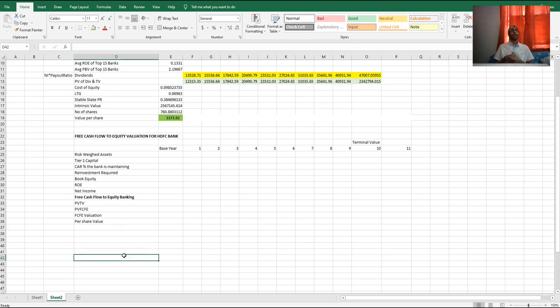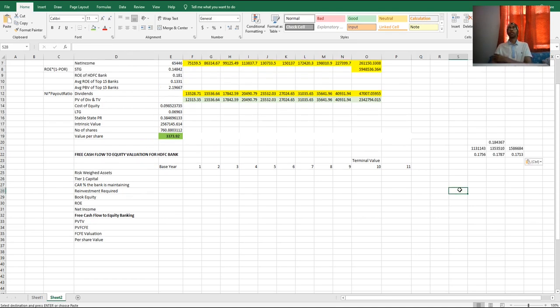Now friends, in the financial reports of the bank, we can find something called the risk-weighted assets, and we can find something called the tier 1 capital. If we divide the tier 1 capital amount by risk-weighted assets, we get the capital adequacy ratio the bank is maintaining. And here we will assume that they want to maintain more or less the same capital adequacy throughout the short and long term. Once we find out the capital adequacy required and the expansion rate of the risk-weighted assets, we can also find out the reinvestment required, which implies we can also find out the free cash flow to equity of the bank.